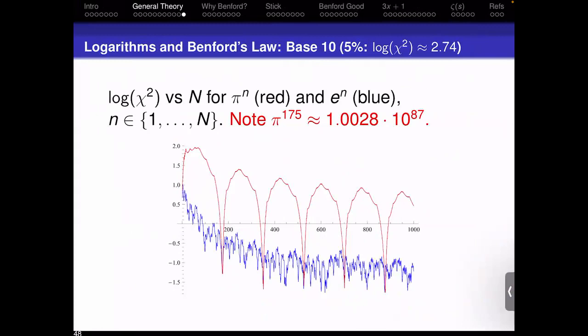And so most people know pi. A couple of people may know pi squared, but pi to the 175 is approximately 1.0028 times 10 to the 87. So every 175 times we increase, we essentially are just appending 87 zeros. And this is why we see the periodicity when we are looking at things with pi. So again, the convergence to Benfordness and the fluctuations are greatly tied to the structure of these numbers.